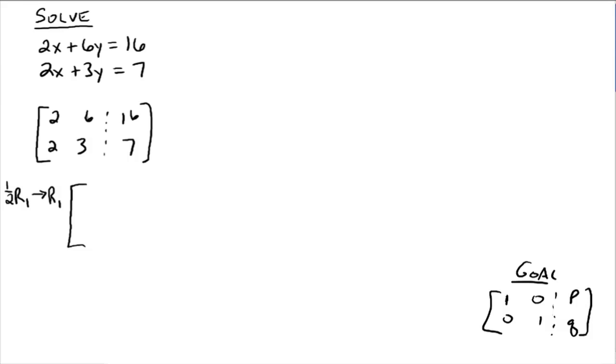So 1/2 times row 1 is going to be a 1, a 3, and an 8. Right? Now, did we do anything to the second row? No. So we're just going to leave the second row alone for the time being. I don't want to do too much at once.